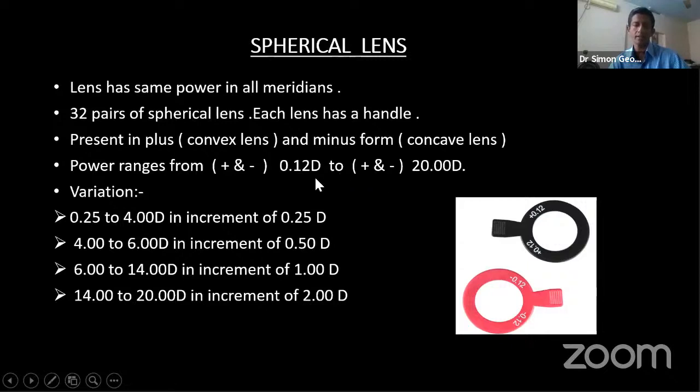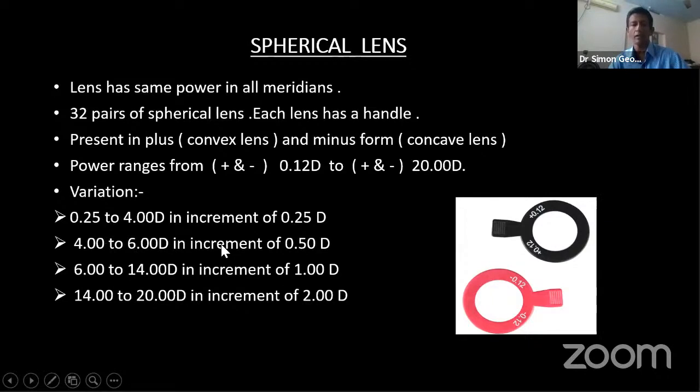Now, the variation is actually graded from 0.25 to 4 diopters. The increments in the trial lenses are 0.25 diopters, while from 4 to 6, it is the increment of 0.5 diopters. From 6 to 14, increment of 1 diopter, and from 14 to 20, the increment is of 2 diopters. That is, in high powers, you get increments like 14, 16, 18, 20, while for lower powers, you can get 4.5, 5, 5.5, etc.